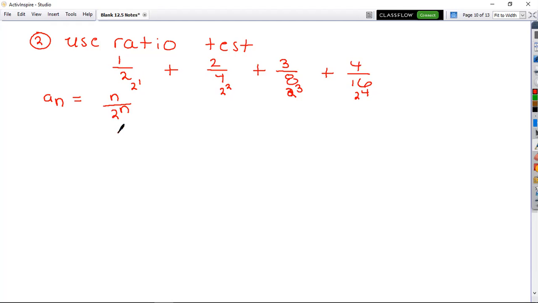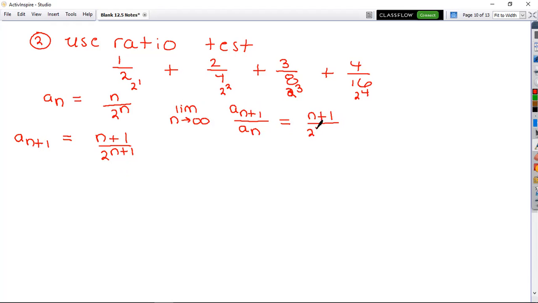Then what you're going to do is write a formula for a consecutive term, which is a sub n plus 1. So a sub n plus 1 is equal to n plus 1, divided by 2 raised to the n plus 1. Now keep going. You're going to do your formula for your limit to get your r value. So the limit as n approaches infinity of a sub n plus 1 divided by a sub n is equal to n plus 1 divided by 2 raised to the n plus 1, and then divided by n divided by 2 to the n.